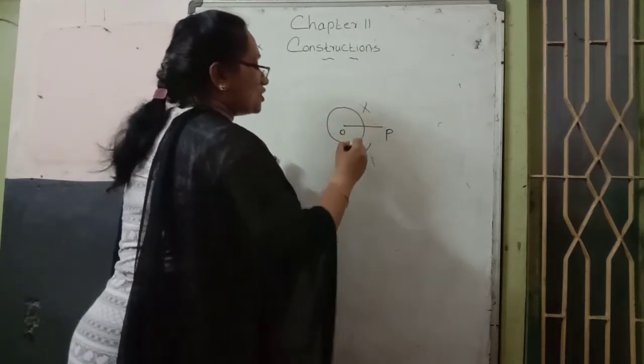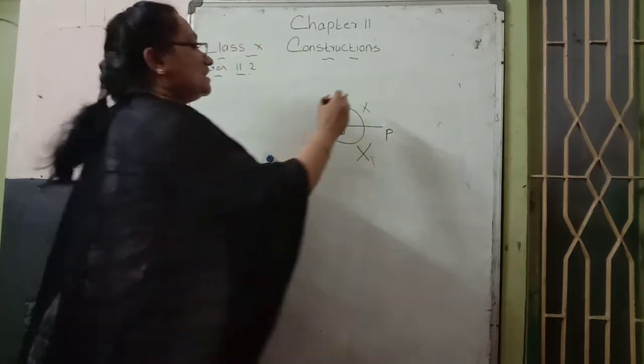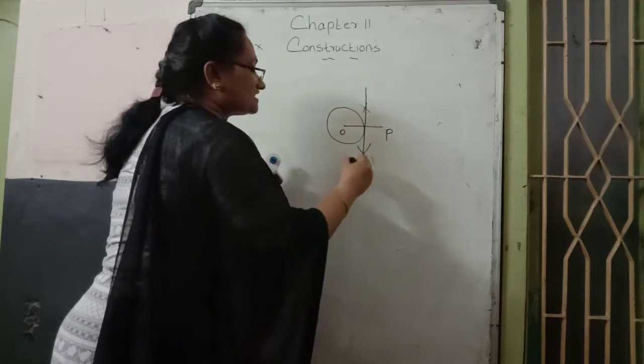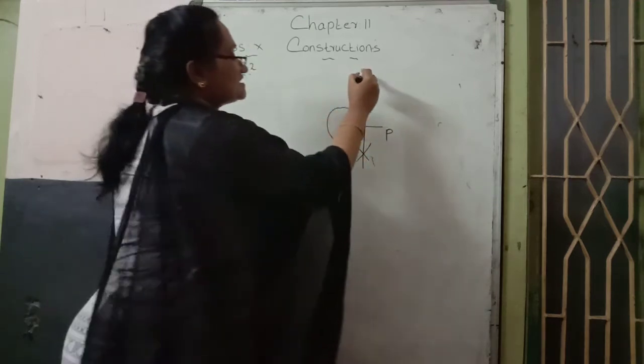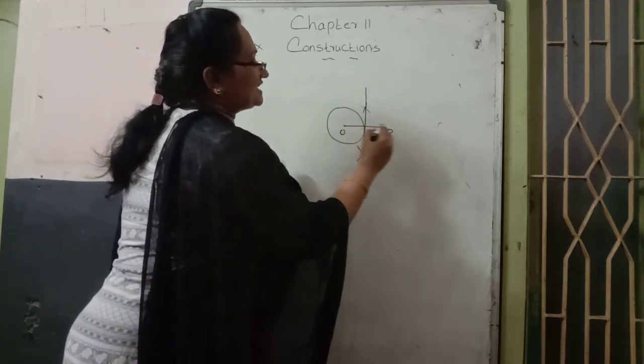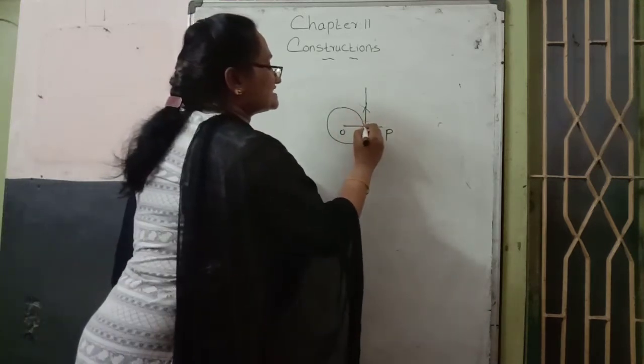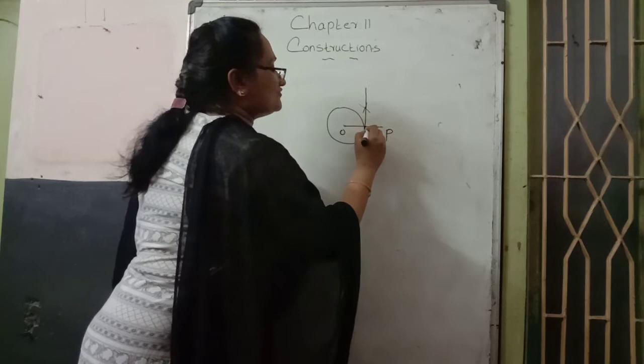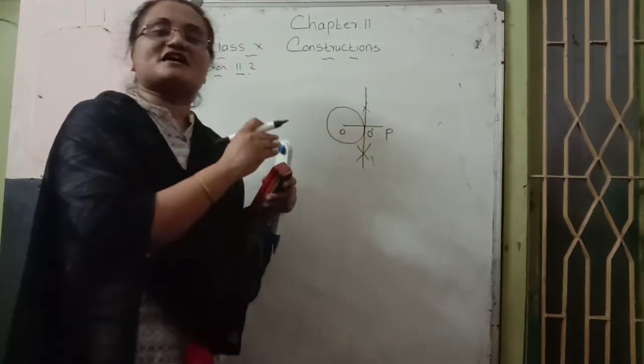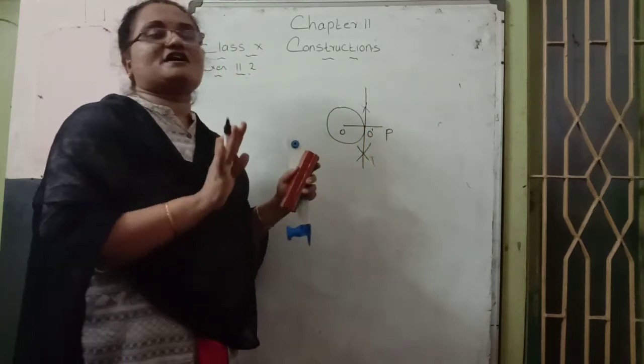With P as center, draw opposite arcs up and down. Join both arcs with a straight line. Where this perpendicular cuts the line OP, mark that intersecting point with any alphabet, your choice. I just mark O dash.